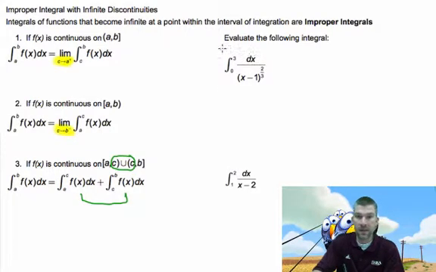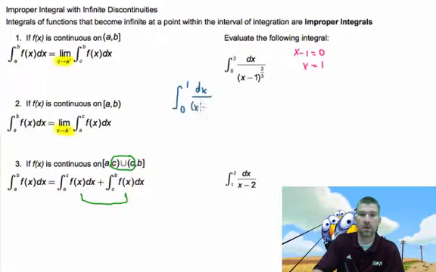Okay? Well, that's exactly how we start with our first example here. We've got the integral from 0 to 3 of dx over x minus 1 to the 2/3 power. The problem is, x minus 1 equals 0 when x equals 1, and that's on the interval between 0 and 3. So we have to break this up into two separate integrals. We're going to look at the integral from 0 to 1 of dx over x minus 1 to the 2/3 power, plus the integral from 1 to 3 of the same thing.